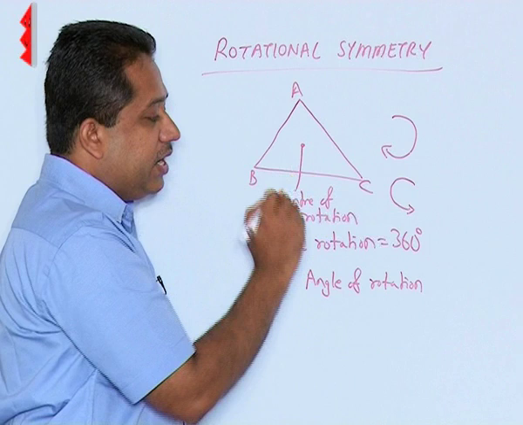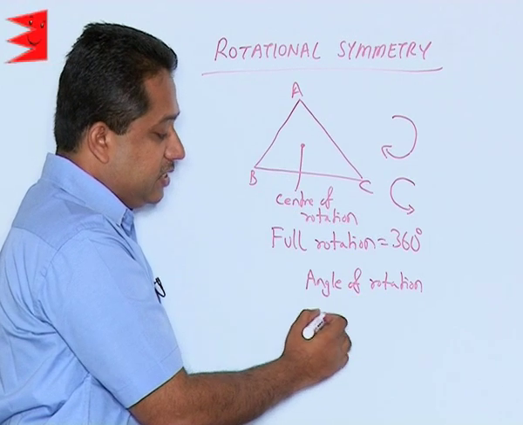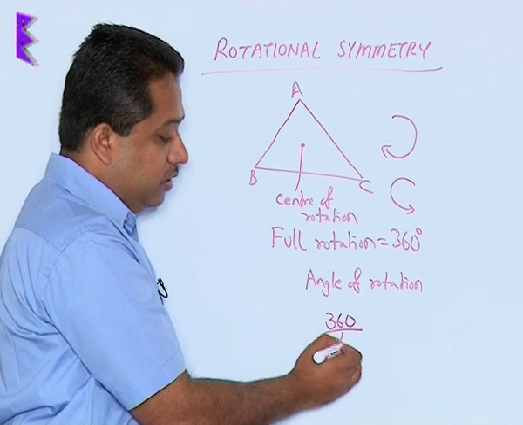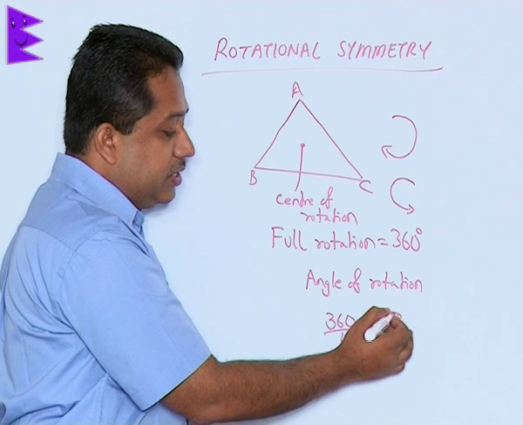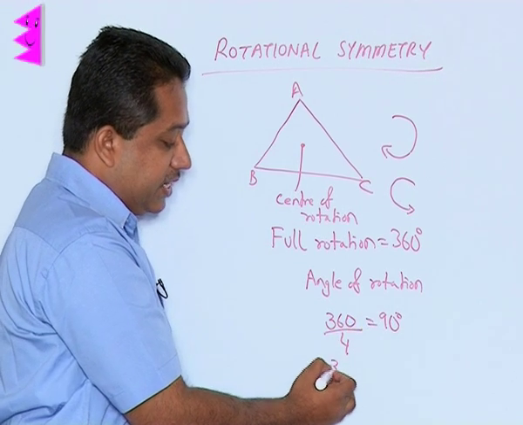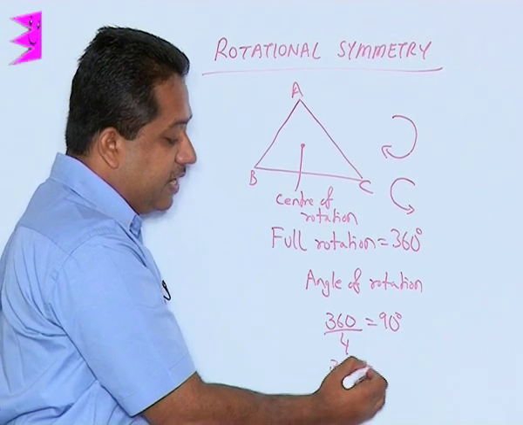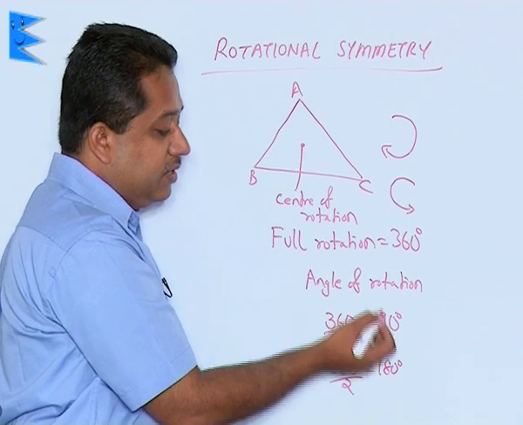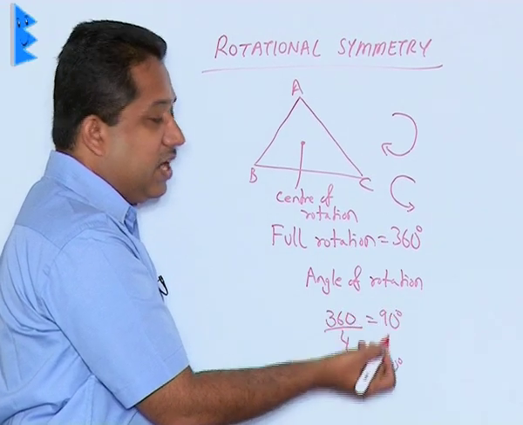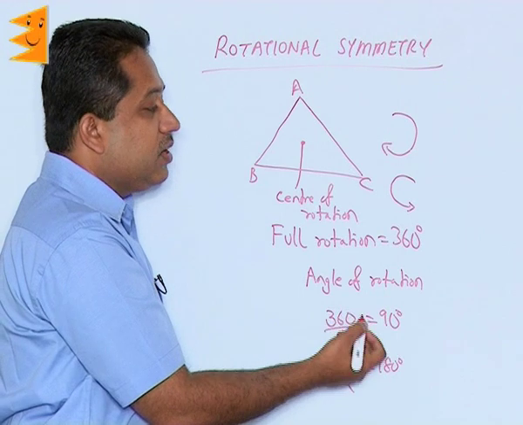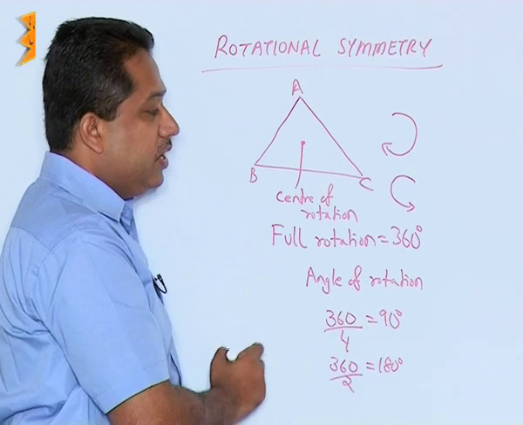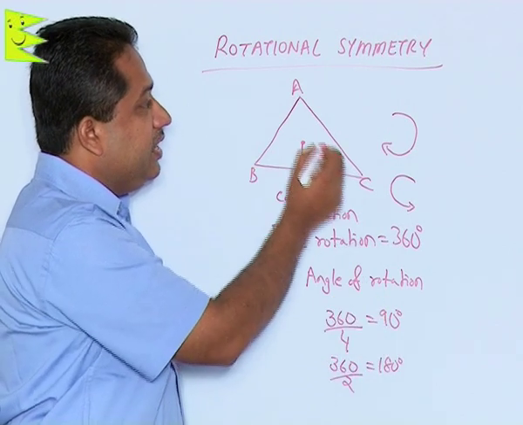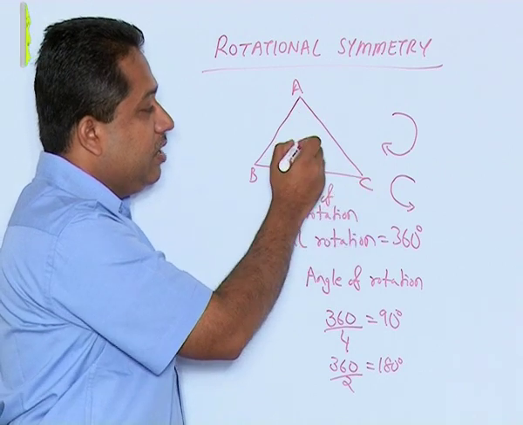If it is rotated by a quarter, that is 360 divided by 4, that's going to be a 90-degree rotation, and if it is a half rotation, that's 360 by 2, that's 180 degrees. So you could have a full rotation, you could have half rotation, or you could have a quarter rotation depending on the figure.